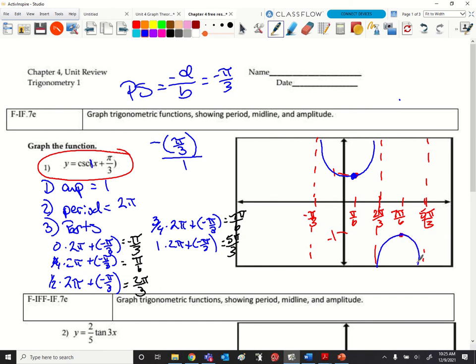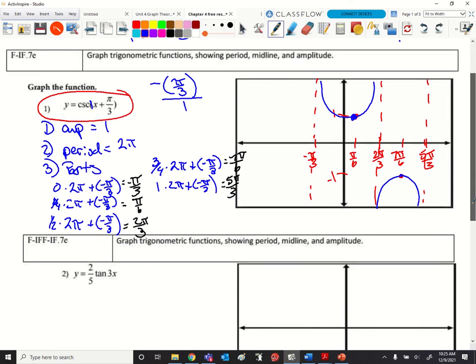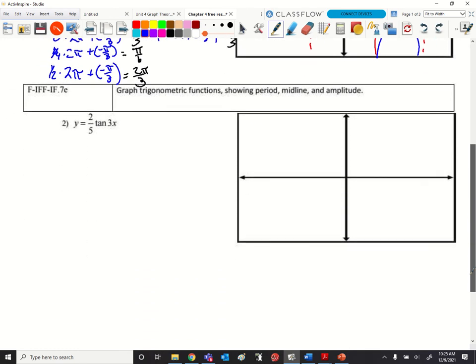Is that always going to happen? Yeah, because these are reciprocals of this. But if it was just sine or cosine, it would be the wave in between. All right, so that's probably one of the harder ones. And let's go with the next one here.